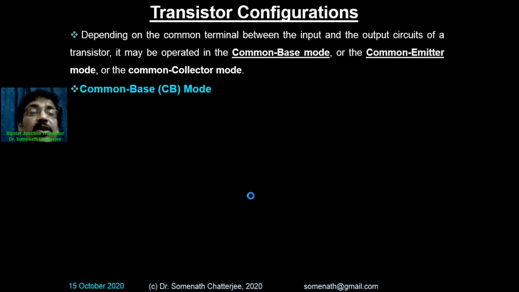So now I am going to the different configurations. The transistor has different configurations based on our requirement. The requirement we will set based on our application, whether it is for an amplifier or logic circuits, that means a switch. So there we will decide which configuration we should use.